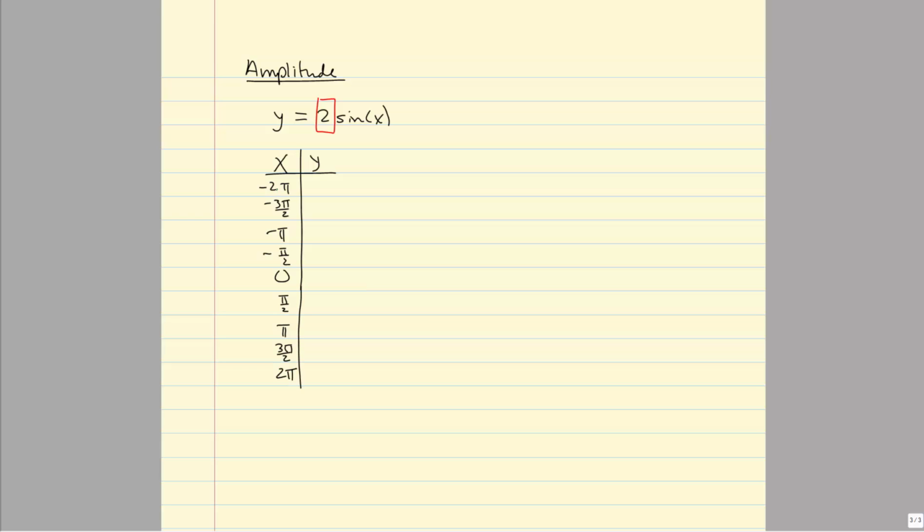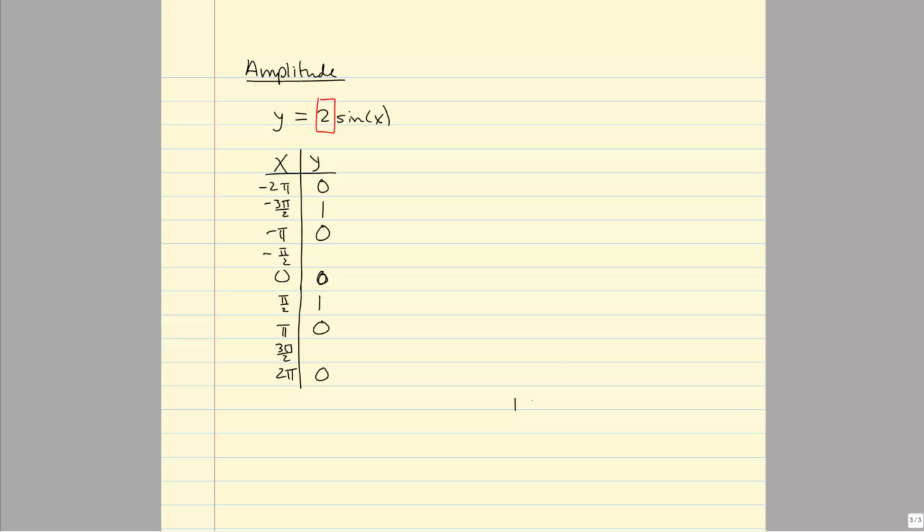So if I were to graph, let's graph the point x equals 0. The sine of 0 is 0. 0 times 2 is 0. Now that's going to be the same for 2 pi because it's the same point, and -2 pi because it's the same point. And if we think about negative pi, the sine of negative pi is 0. 0 times 2 is 0. Same for pi. So far this is not very interesting. I'm getting a lot of zeros. Let's look at -3 pi over 2. So the sine of -3 pi over 2, that's going to be the same as the sine of pi over 2, and the sine of pi over 2 is 1.